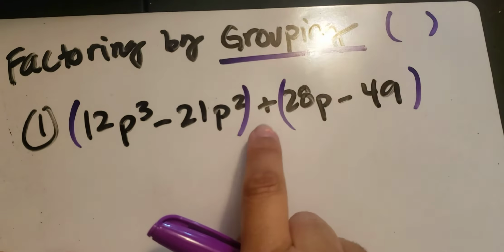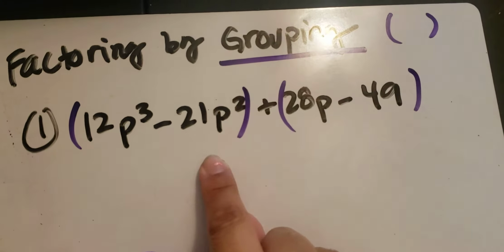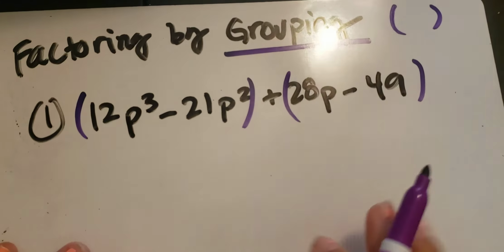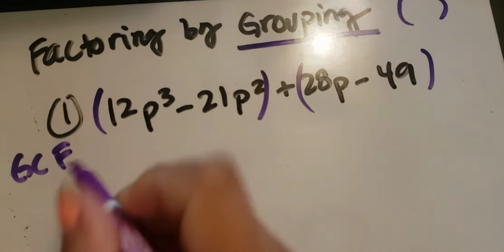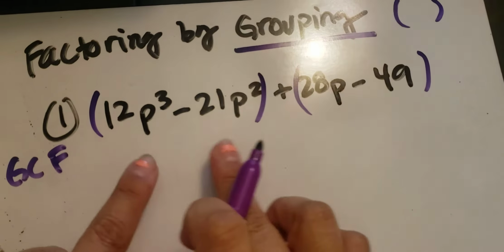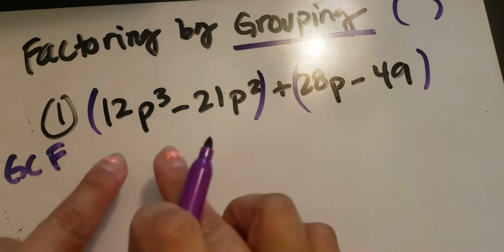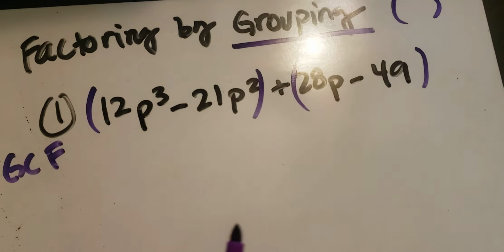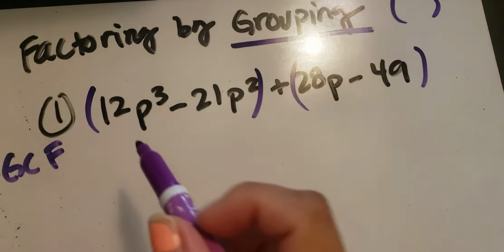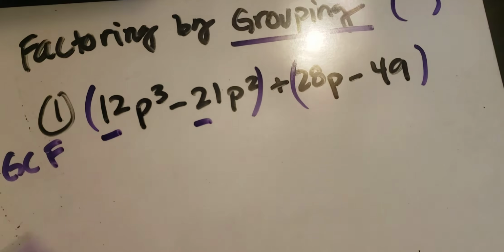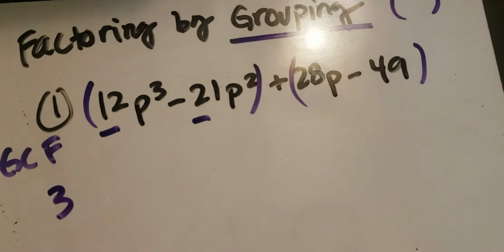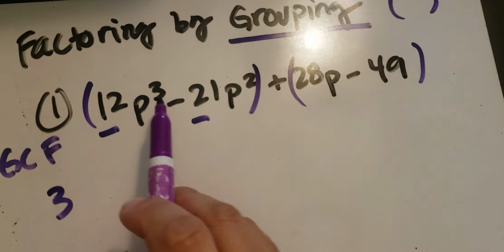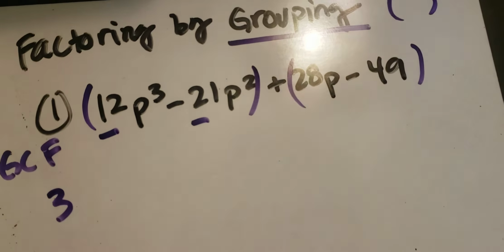Notice the plus, I left it in between. So this is one group, this is another group. So then after that, you're going to look for the GCF within each group. So concentrate just on this group of parentheses here, and then look for the GCF. So between 12 and 21, what's a common factor? 3. Between p cubed and p squared, what's a common factor?